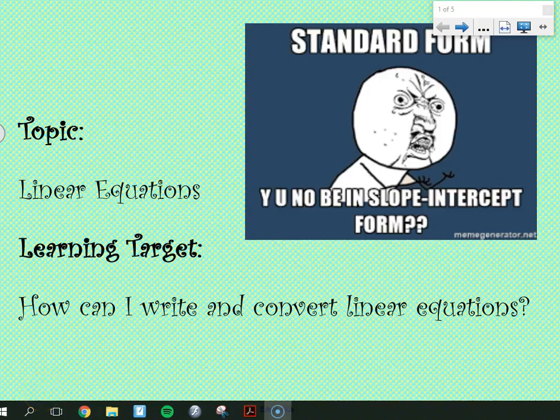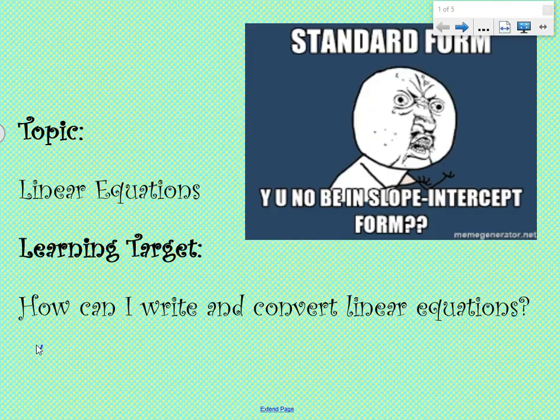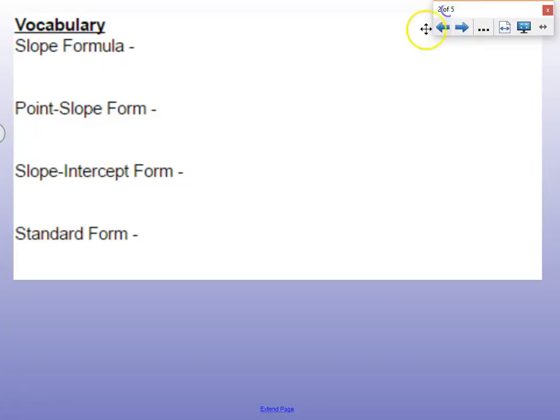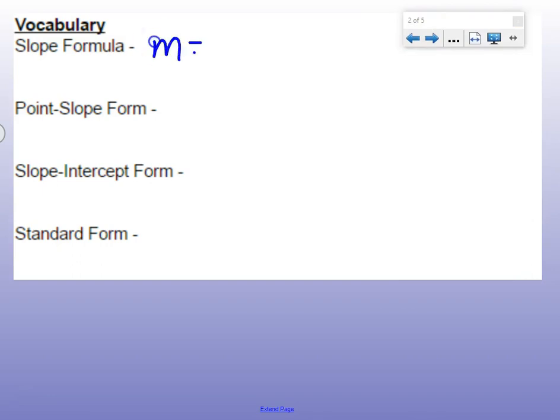Today our topic is linear equations. So our learning target is how can I write and convert linear equations. Vocabulary. Slope formula. M equals y2 minus y1 over x2 minus x1.